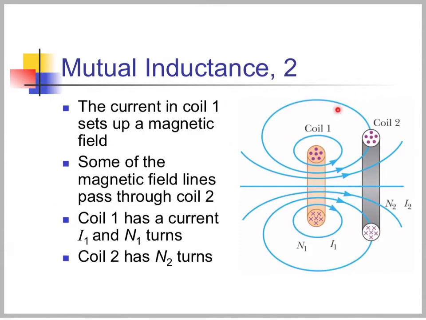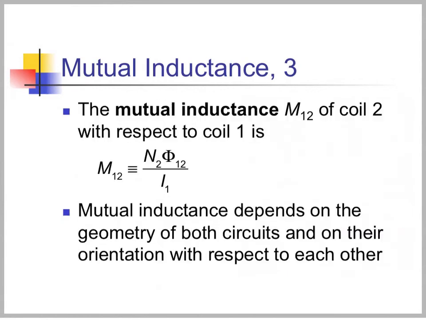The mutual inductance, M12, of coil 2 with respect to coil 1 is the number of turns in 2 times the flux through 2 due to 1 over the current in 1. So mutual inductance depends on the geometry of both circuits and on their orientation with respect to each other. If current I1 varies in time, the EMF induced by coil 1 in coil 2 is minus N d flux dt, which is going to be minus M dI1 dt.